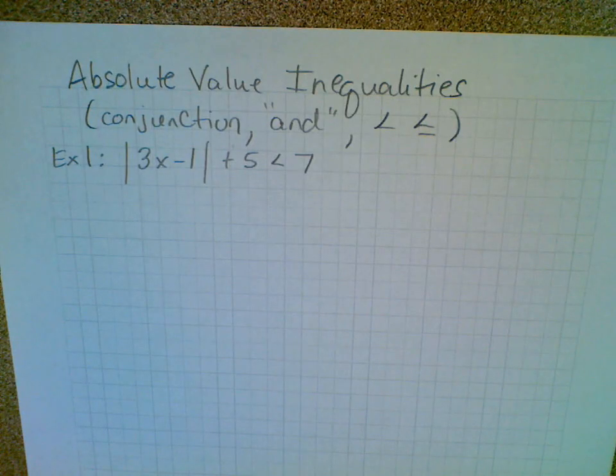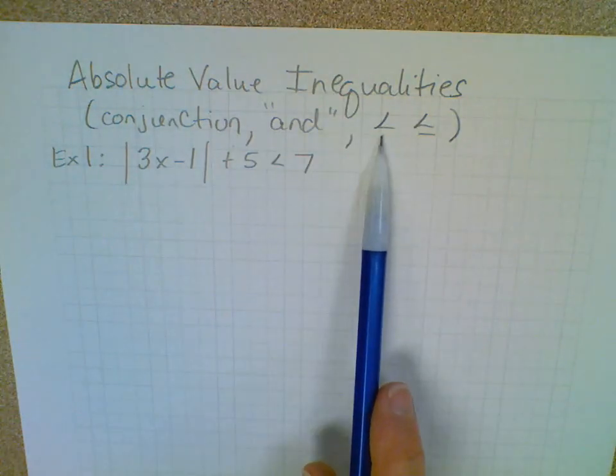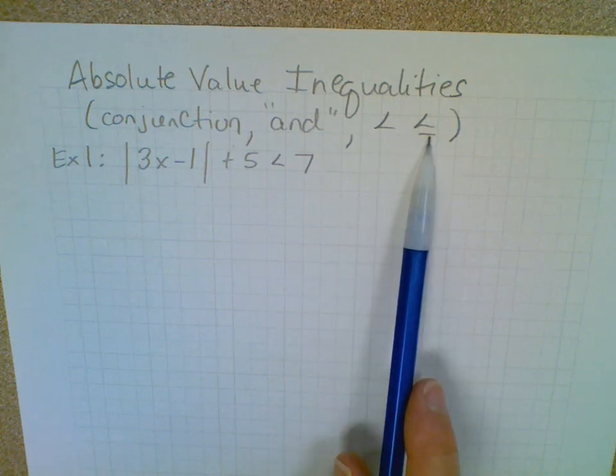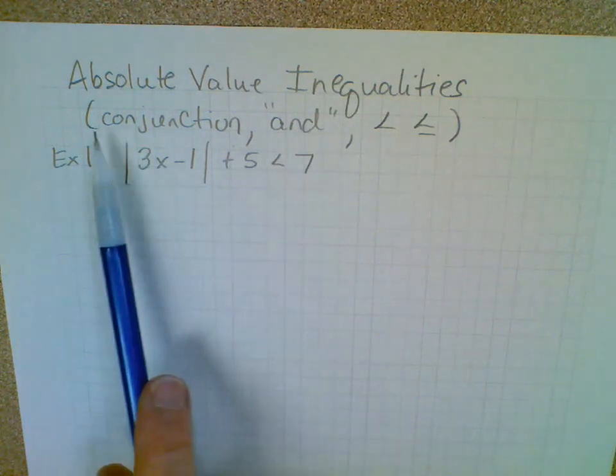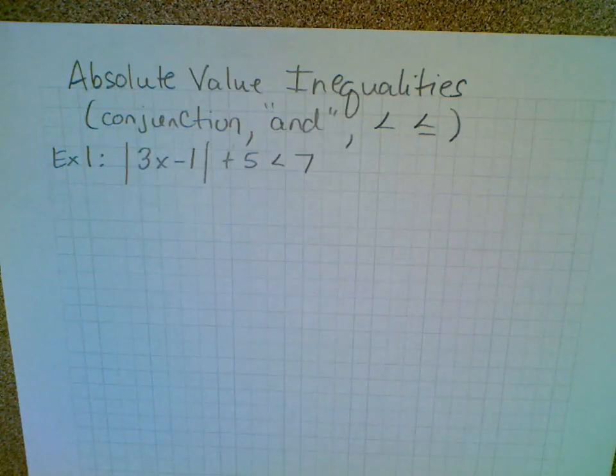Welcome back. Today we're going to solve absolute value inequalities. This one we're going to specifically do the less than or less than equal to inequality. That's called your and compound, and it's also called a conjunction. Very similar to the equations that we solved with the last lesson, except now we have to deal with the inequality.